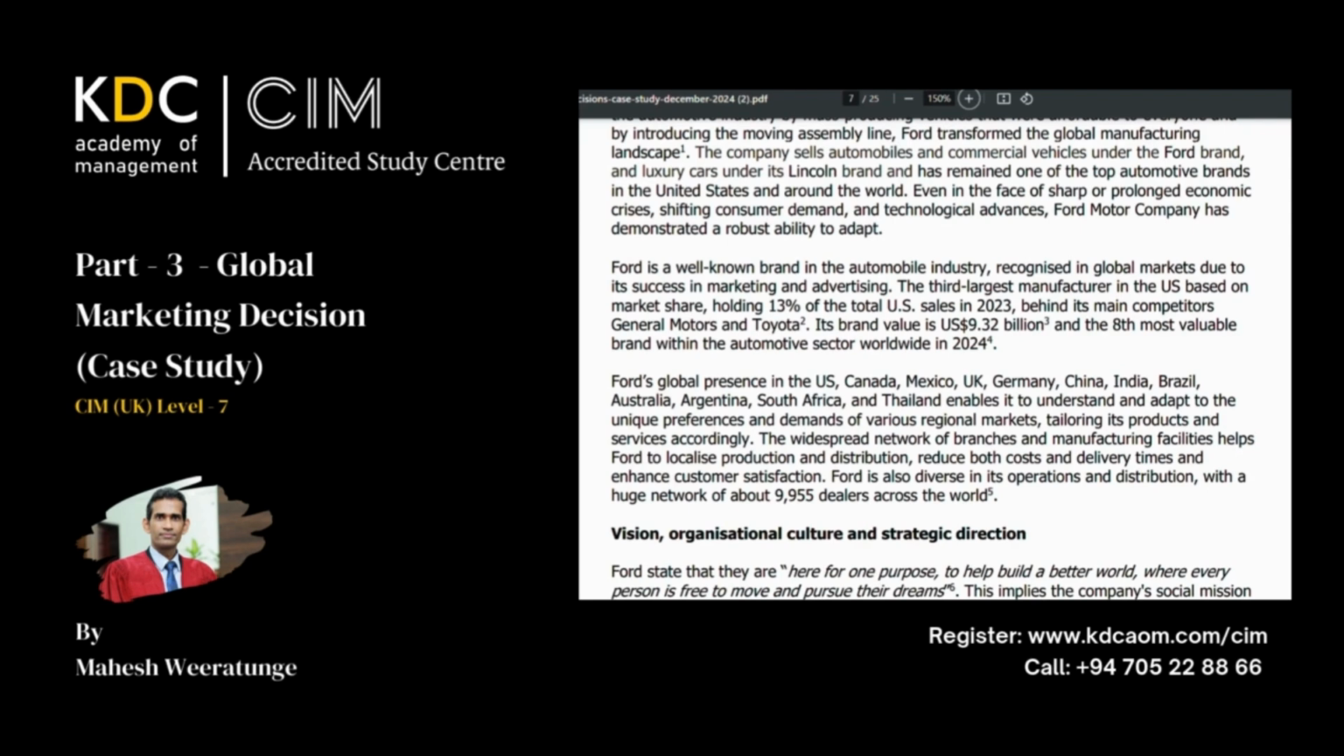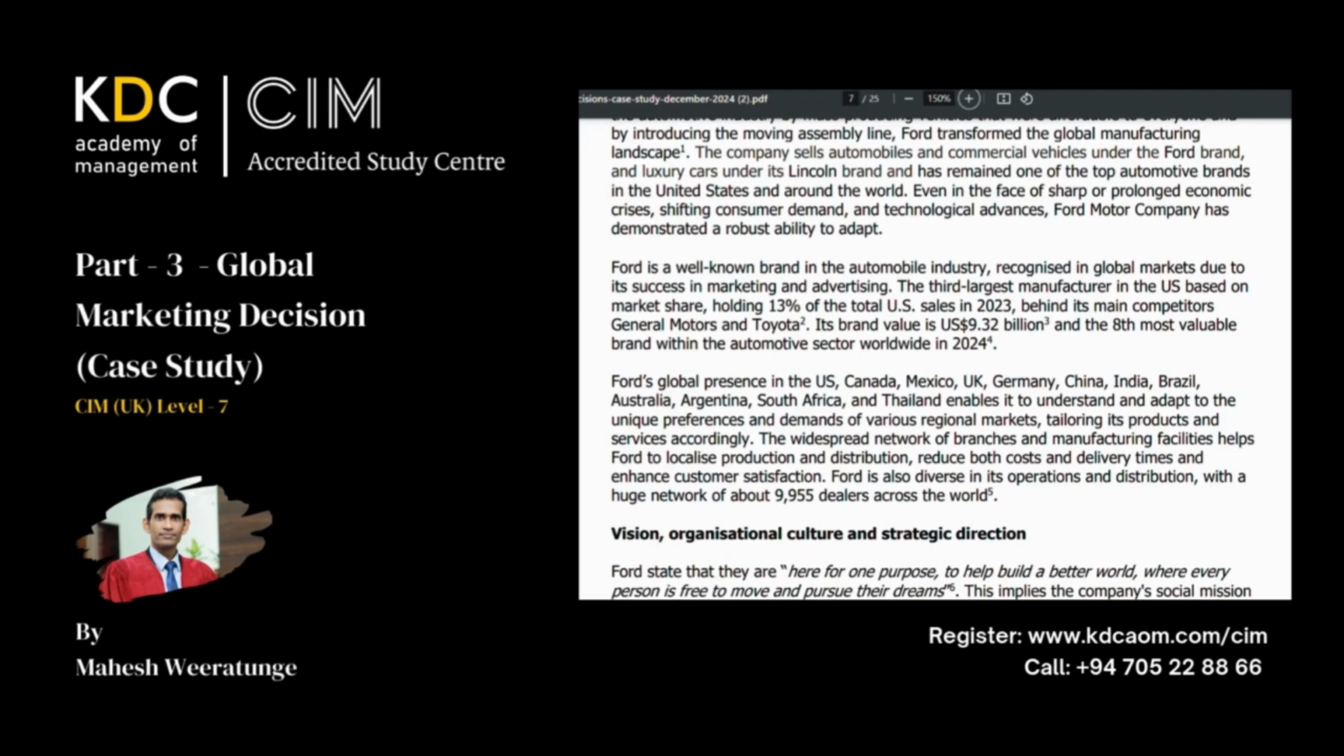Behind its main competitors, General Motors and Toyota. Its brand value is US$9.32 billion, and it is the eighth most valuable brand within the automotive sector worldwide in 2024. So, guys, these areas are talking about some of the key strengths that are connected with the brand Ford.